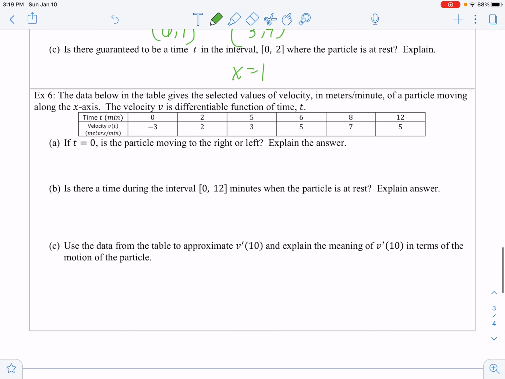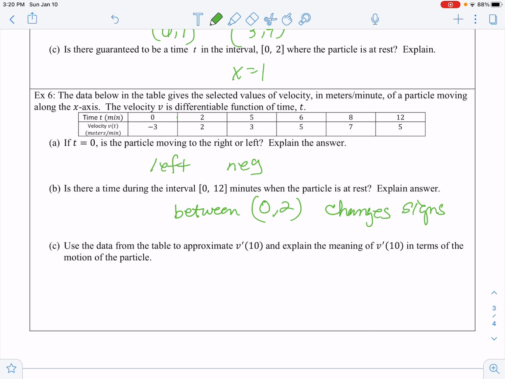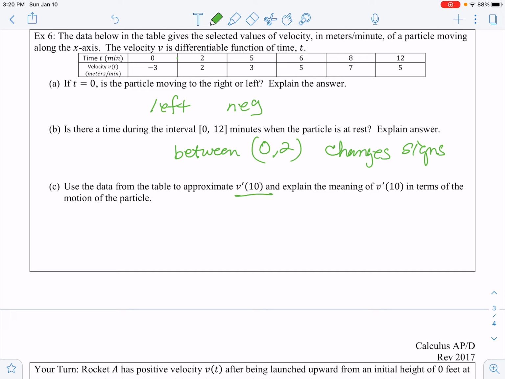Okay? This time they gave us a table. Is the particle moving left or right at t equals 0? You'd say left because it's negative. Is there a time when the particle's at rest? Yes, between 0 and 2 because it changes signs. Use the data to approximate V prime of 10. Okay, so 10 is in between here. So I'm going to do 5 minus 7 over 12 minus 8, which is negative 2 over 4. It's negative a half.